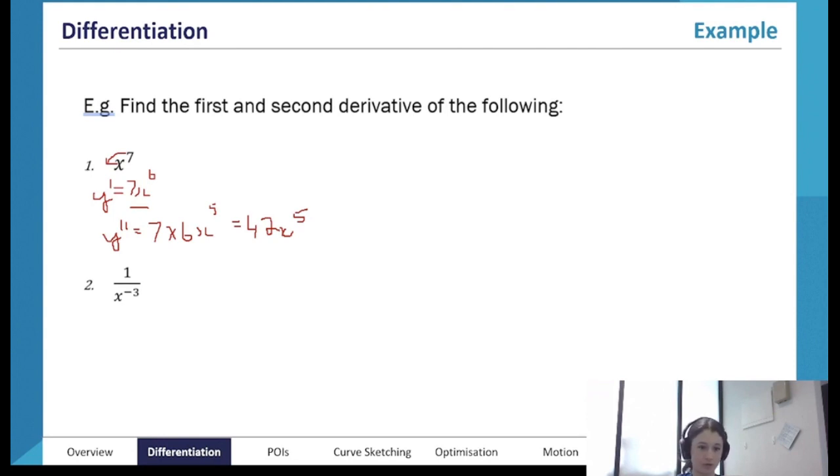So the index rule that I am talking about is this one, and I'll write it over on the side here. If you have something with a power on the denominator, you can take this up and just change the sign of the exponent.